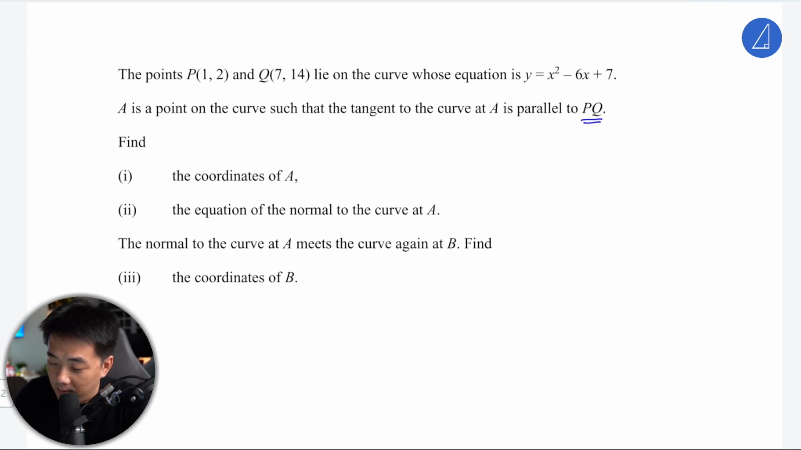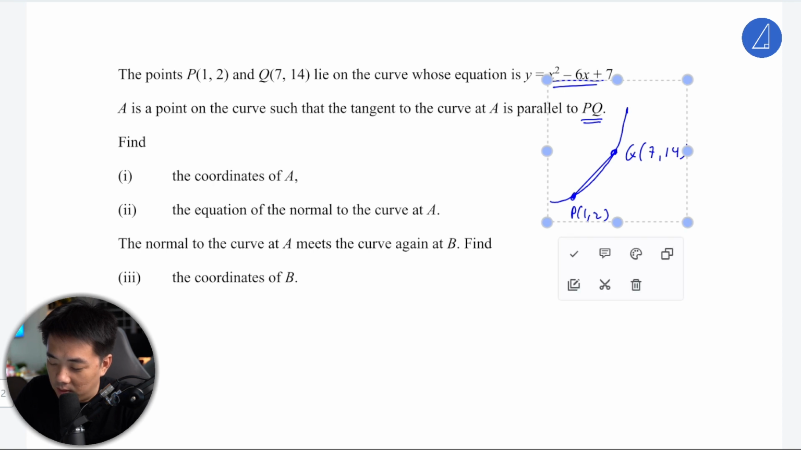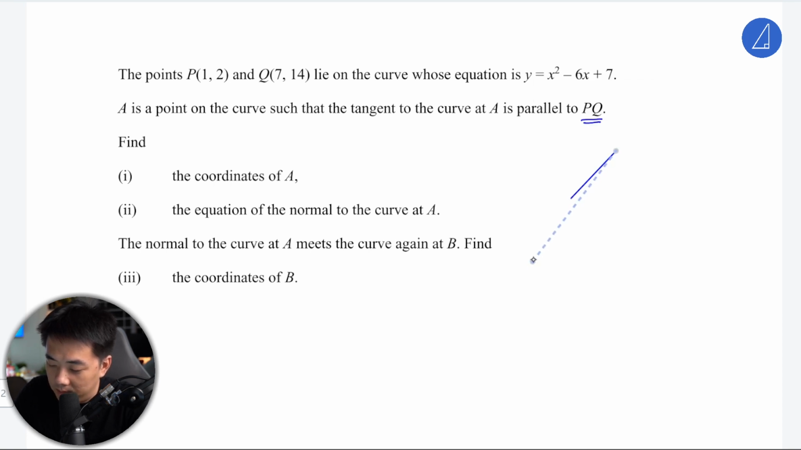I'm not sure how this curve looks, but essentially P is (1, 2) and Q is (7, 14). So this is actually a quadratic curve, so it could be a curve like that. Essentially from this point to this point, we have a point A such that the tangent is parallel to PQ. This is P (1, 2) and this is Q (7, 14). We need to find this point A which is parallel to PQ.